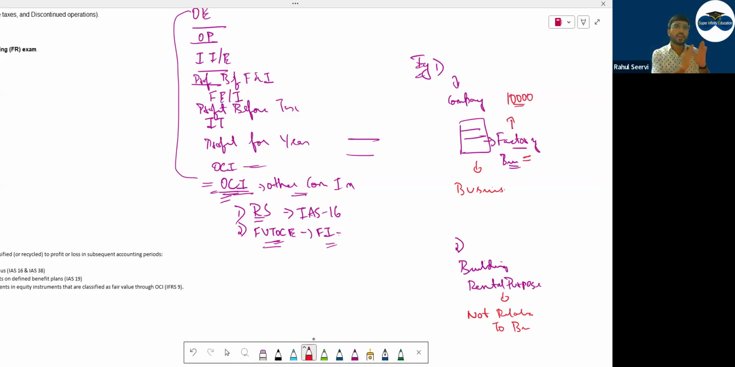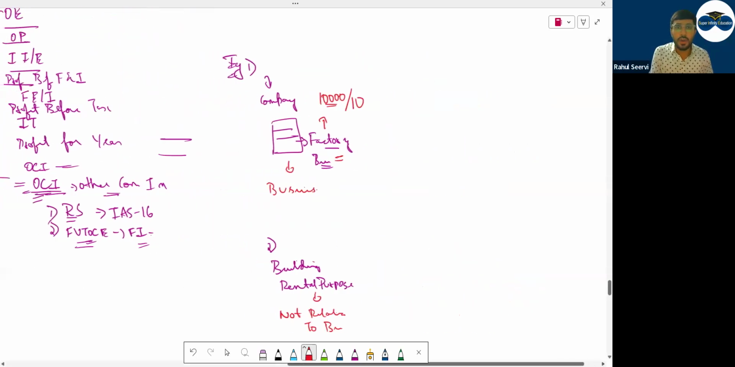Now once you record a factory at 10,000, after that what do you do? You do something known as depreciation. You reduce the value. You have learned this depreciation in your BCom also, basic. Divided by 10 years. I say the life of the factory is 10 years. So you divide by 10, you get what? 1000. This 1000 you will record in PNL. And what will be the value of the company? 10,000 minus 1000. The value is 9,000.